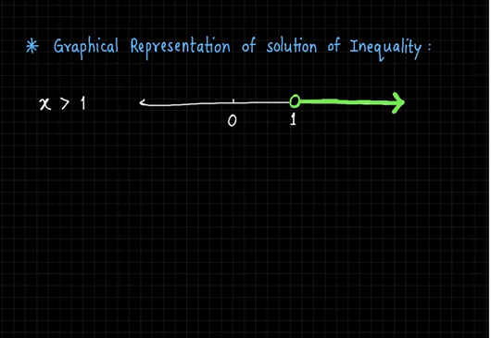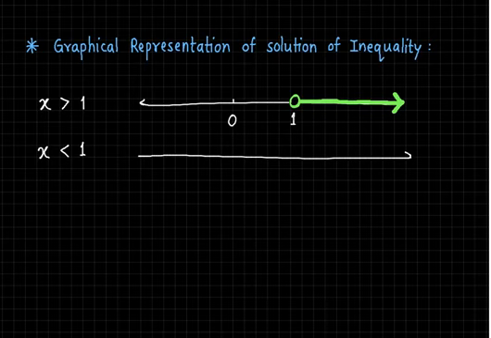Okay, let's take another example. Suppose we have x less than 1. Now you can definitely guess what this would look like if we want to show it graphically. Clearly we have to include the entire region which lies on the left side of 1, that is the values which are less than 1. So here also we darken the entire region that lies to the left of value 1, and to avoid the ambiguity, we draw a hollow circle at value 1. Correct?